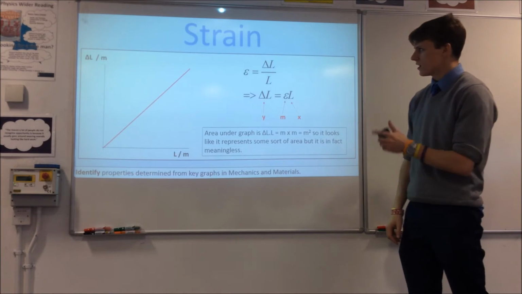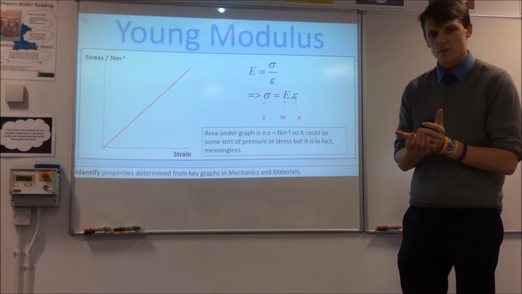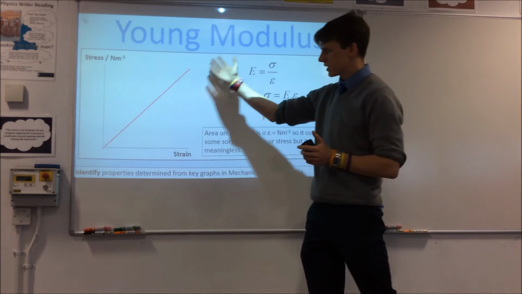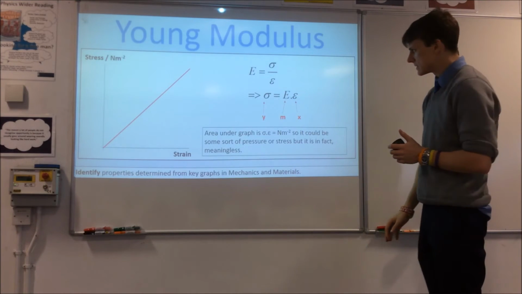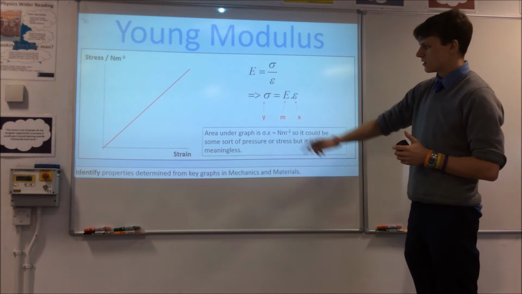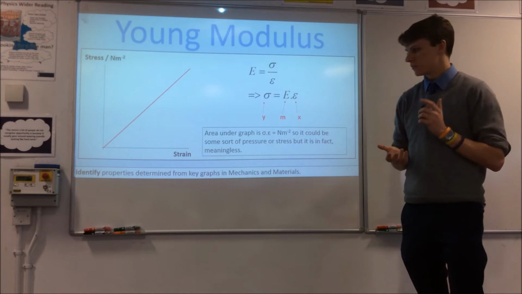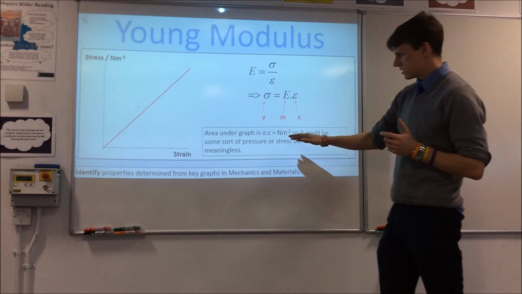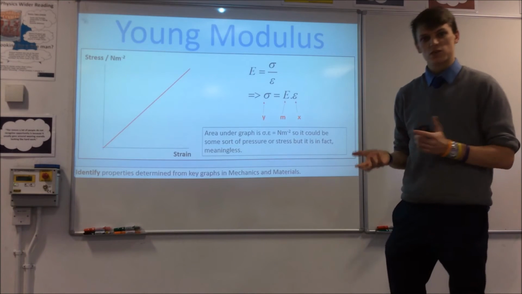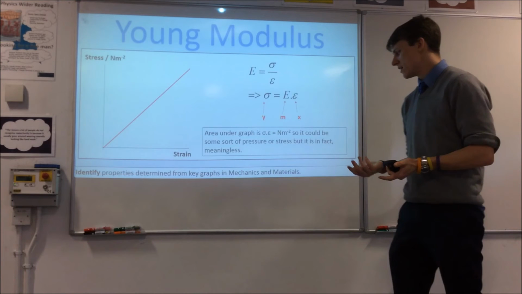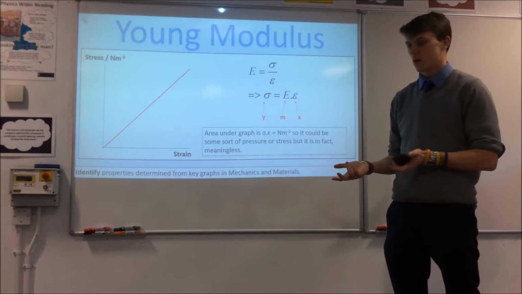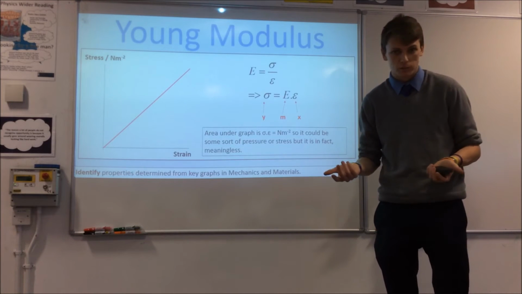Okay, so that's strain. So we put those two things together, we get Young modulus. And again, that's usually determined from the directly proportional section of a stress versus strain graph. And again, we rearrange stuff into y equals mx plus c format and realise that the Young modulus is the gradient of this graph. Again, the area looks promising. It's got a unit of newtons per meter squared, which could be a unit of pressure, it could be a stress, something like that. But actually, again, turns out to be fairly useless to us. It's important to be aware that quite often things we can calculate mean nothing.